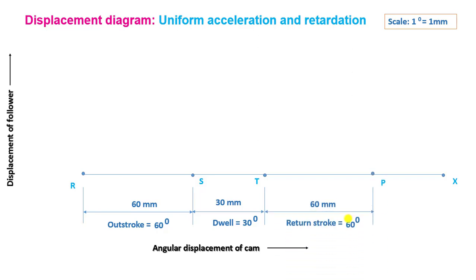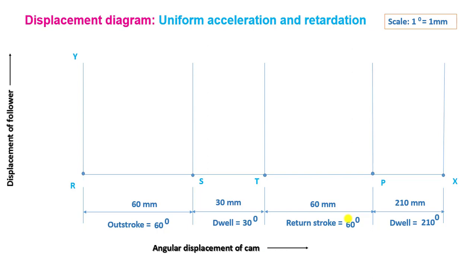Tp is equal to 60 mm to represent return stroke equals to 60 degree. And mark Px is equal to 210 degree to represent dwell for remaining cam rotation. Draw a vertical line from point R, S, T, P and X. Ry equals to stroke of the follower, that means 40 mm, and complete the rectangle.